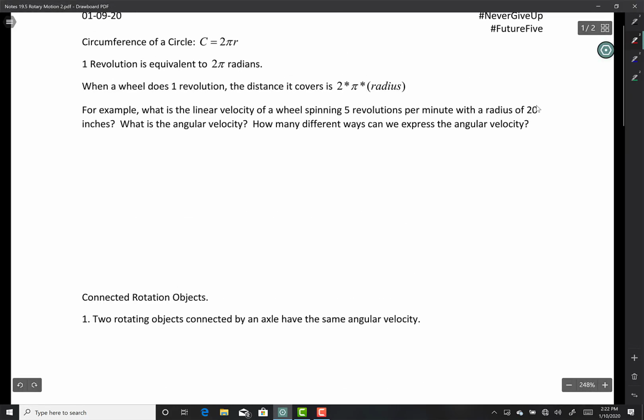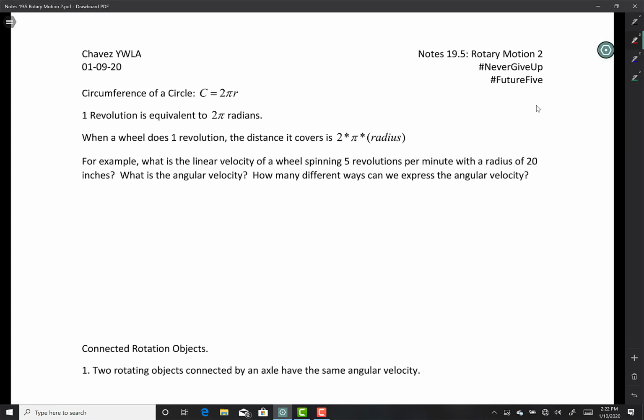All right, guys, let's go ahead and start. So Rotary Motion, we already started it, and we're going to continue it.